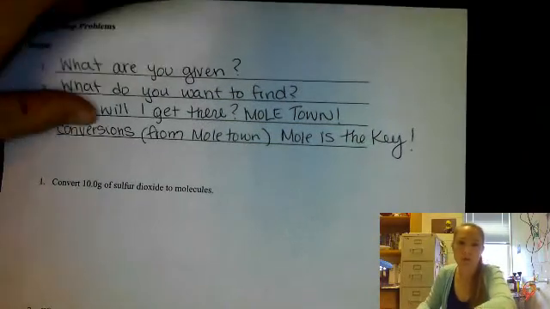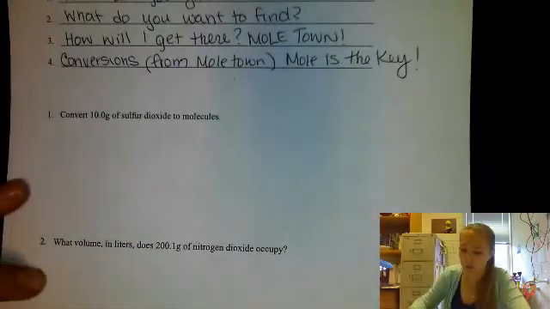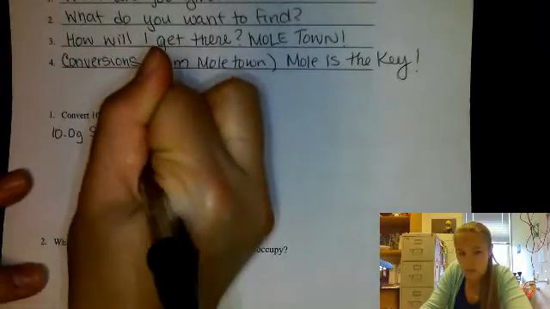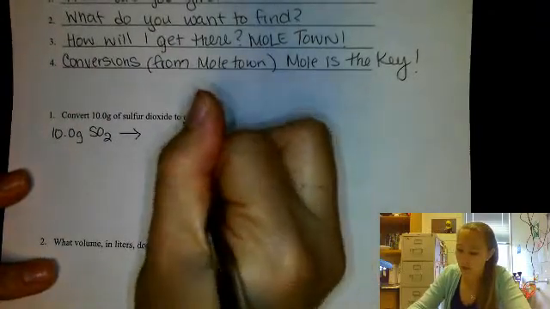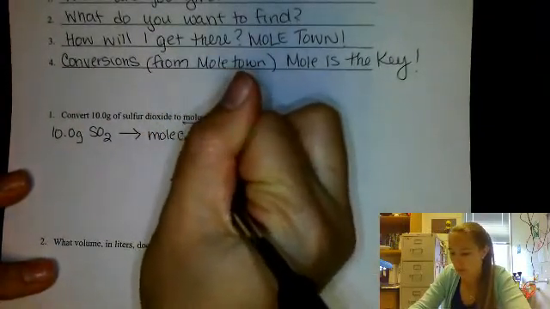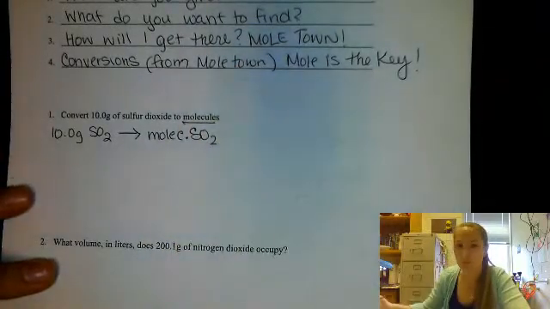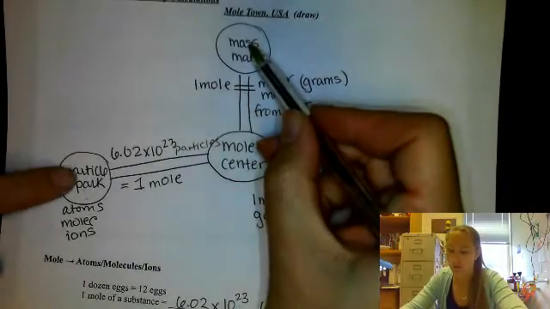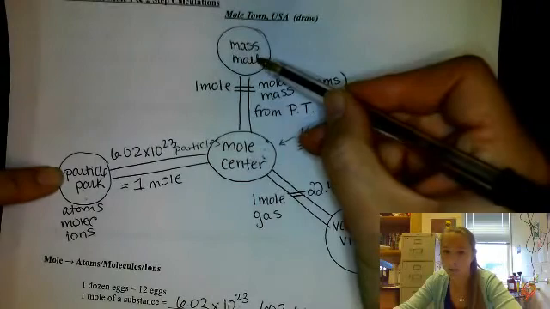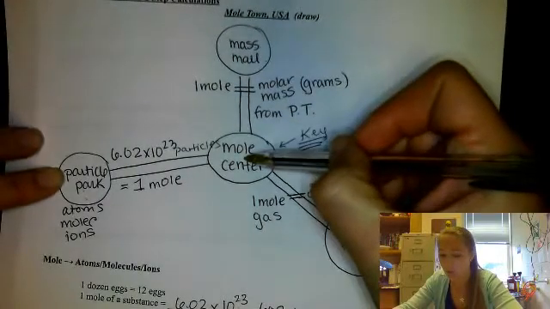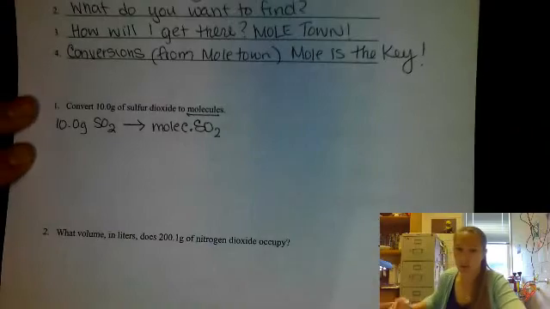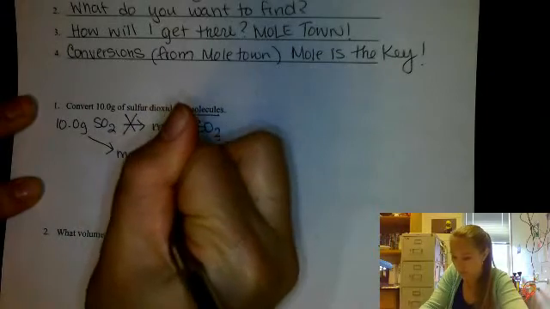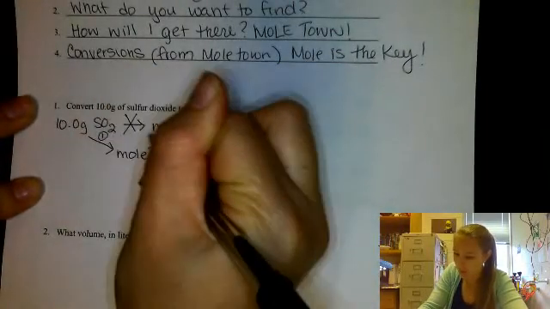So, convert 10 grams of sulfur dioxide to molecules. I start with what I'm given, 10.0 grams sulfur dioxide, and I'm converting to molecules, SO2. I look back on my mole town sheet. I'm going from grams to particles. Can I get there in one step? No. I have to first go to moles and then to particles. So I draw that. I can't get there in one step, so I first go to moles, then I can go to molecules. So 2 steps to do so.